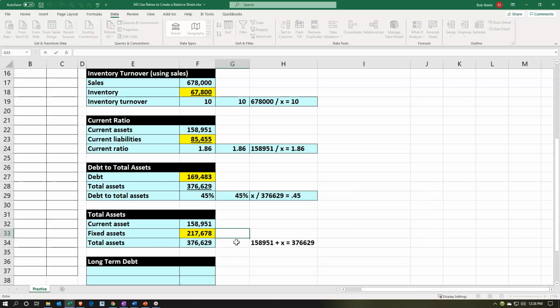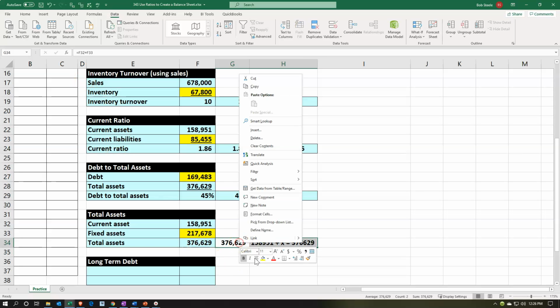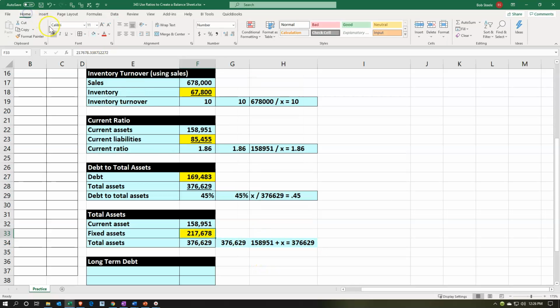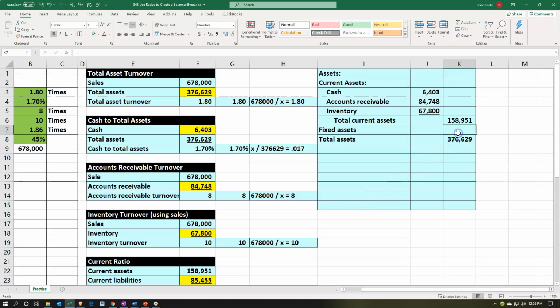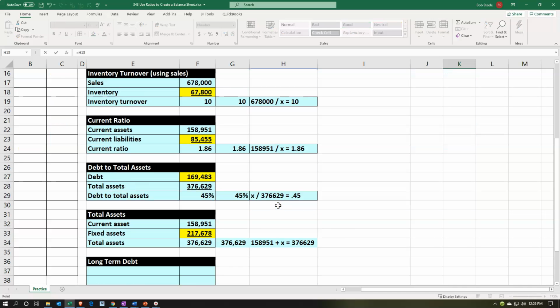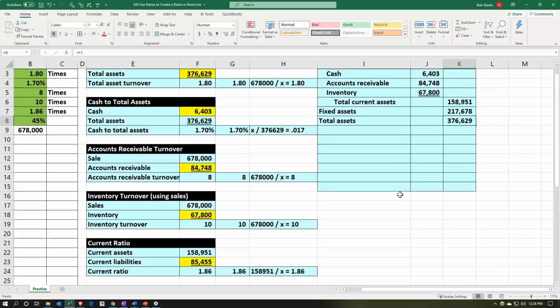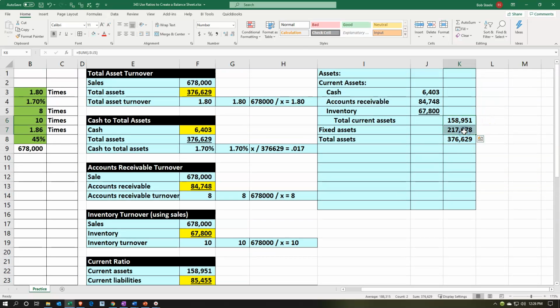We can double check it down here by saying this is going to be equal to this plus this. Then I'm going to make this blue, right clicking on it and making it that blue there. I'm going to put an underline here, Home tab, Font, and underline. All right, so if we go back up, the fixed assets are going to be equal to this number, so that these two numbers, the current assets and the fixed assets, add up to the 376,629, or the total assets.